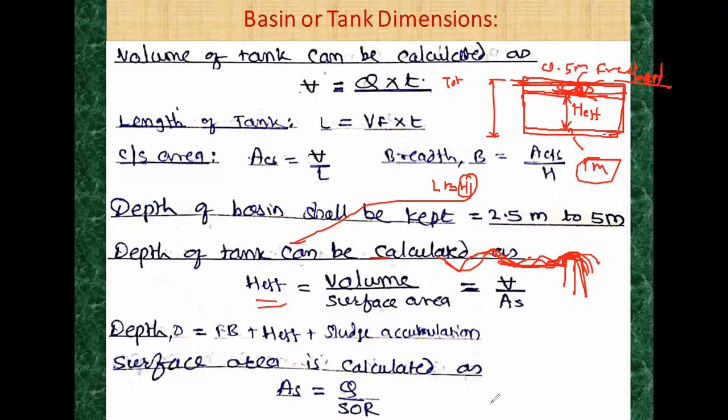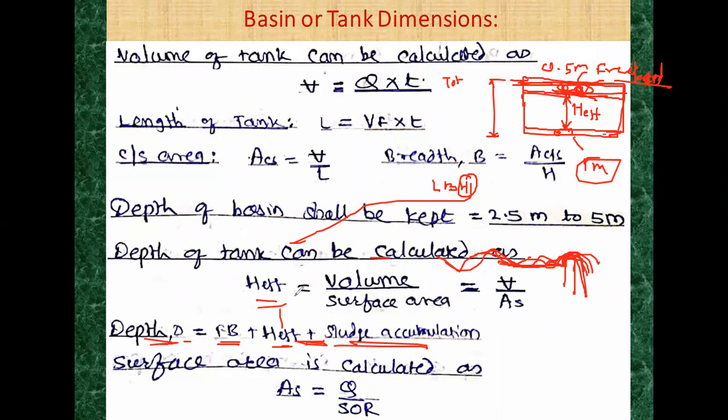And whenever we find the dimensions of this sedimentation tank, we have to consider this depth and this depth. When we find out and write the final dimensions, the depth of the tank should include freeboard, effective depth, that is this one, and sludge accumulation depth. We have to consider all three.